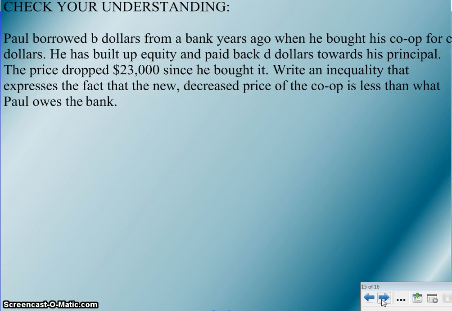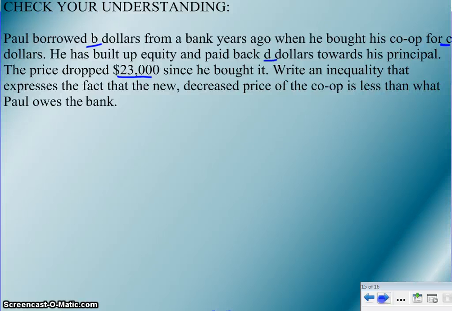Go ahead, press pause, solve this last question, and then we'll be done for this unit. All right, here it says Paul borrowed B dollars from a bank when he bought his co-op for C dollars. He built up equity and paid back D dollars towards his principal. The price dropped $23,000 since he bought it, right?